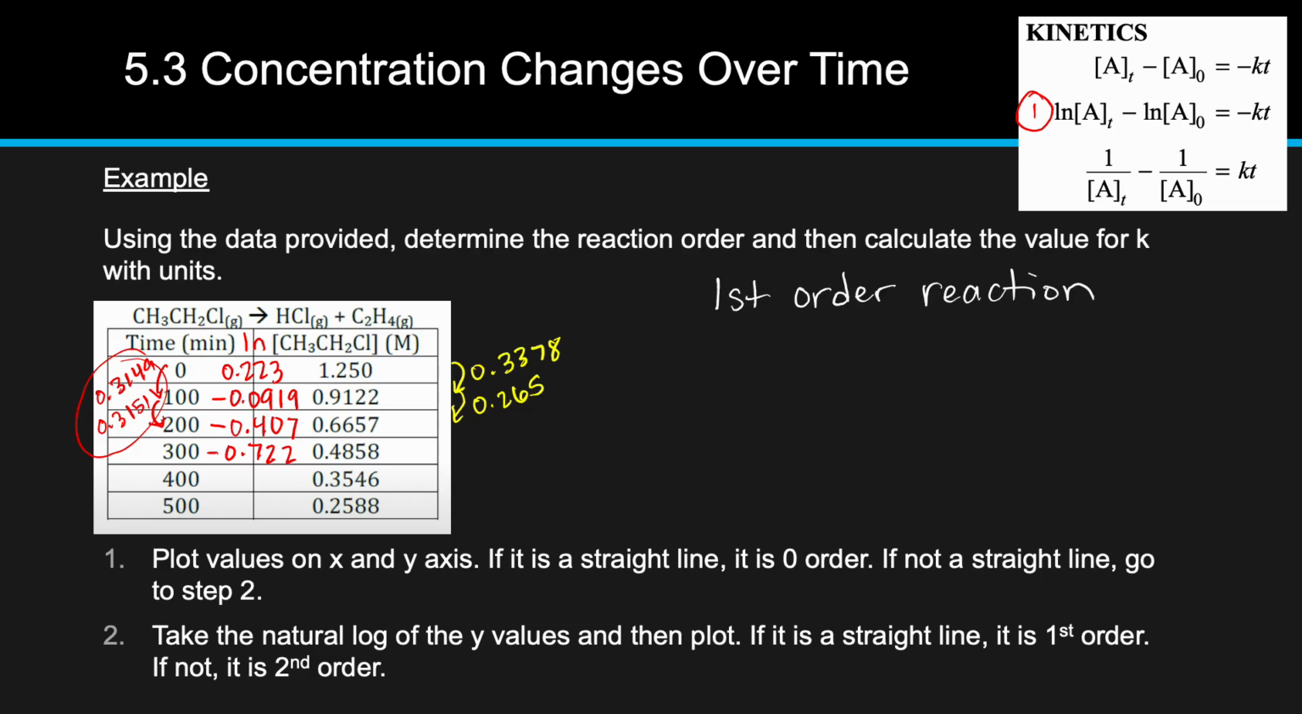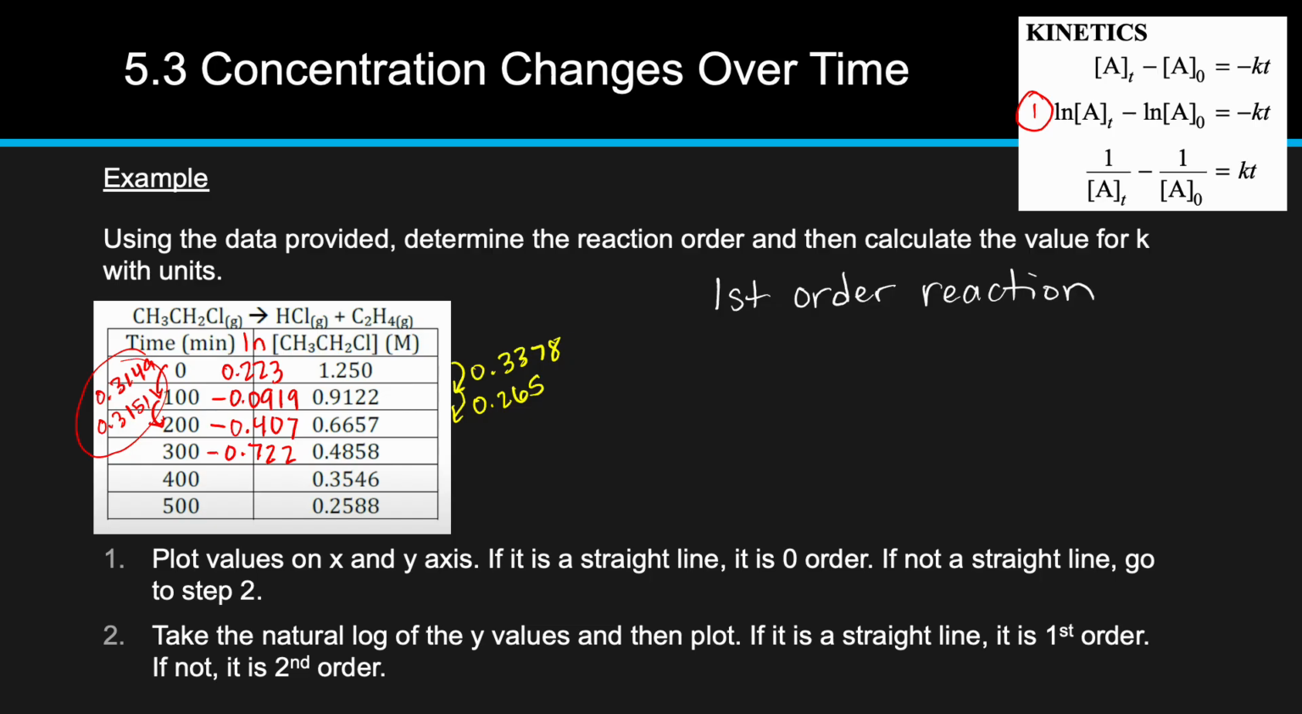Now, AP Chemistry is only going to be testing you on 0, first, and second for these types of questions. So if you did that work for the natural log and it didn't work, you can just assume that it's a second order reaction. So now that we have the information of first order, we can go ahead and calculate the value for K with units using the information given.